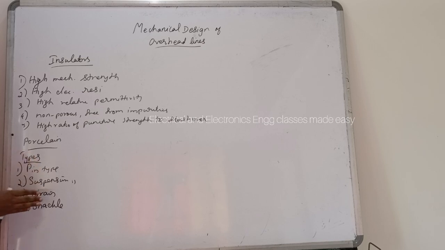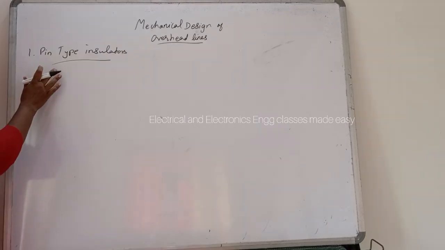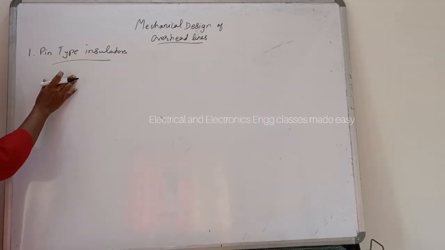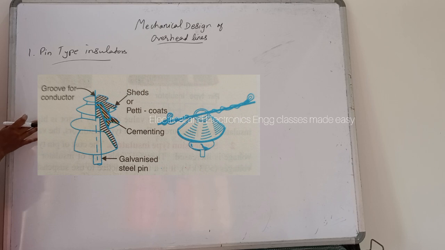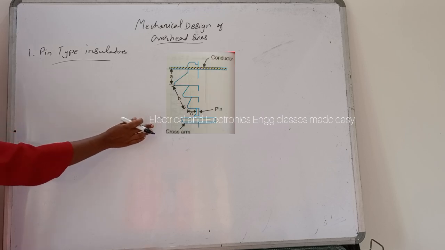There are several types of insulators, but the most commonly used insulators are pin type, suspension type, then strain insulators and shackle insulators. First one is pin type insulators. So this is the part section of a pin type insulator. So as the name suggests, the pin type insulator is secured to the cross arm on the pole.